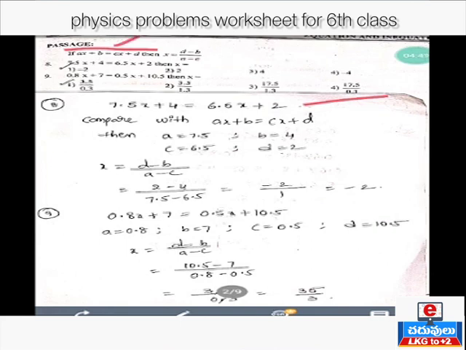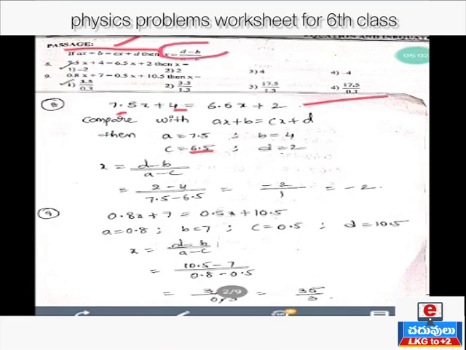See here, this is in the form of ax + b = cx + d. Comparing these two, what is the a value? Here in a place 7.5 is there, in b place 4, in c place 6.5, in d place 2 is there. Understood? What are the a, b, c, d values here we can get?